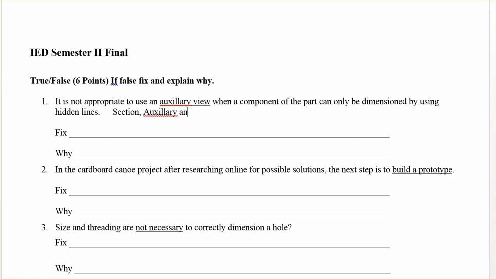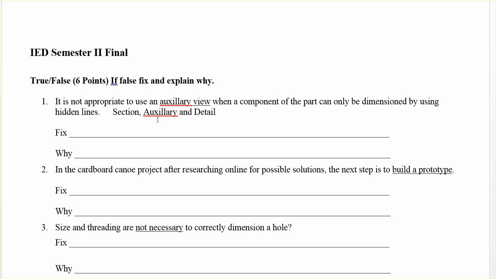auxiliary, and the one where they blow it up. I can't think of what it's called. In a detail view when we wanted to blow it up. There we go. I don't know why that took me so long.